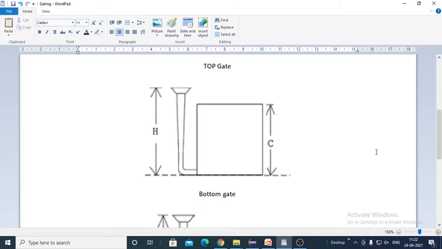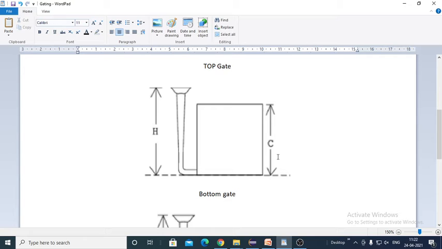So here you can see the gate is connected to the bottom of the mold cavity. That means whenever the molten metal is poured into the gating system through the pouring basin and the sprue, initially the bottom cavity is filled and then it goes in an upward direction. That means filling from bottom to the top, and this gating system is connected at the bottom of the cavity.